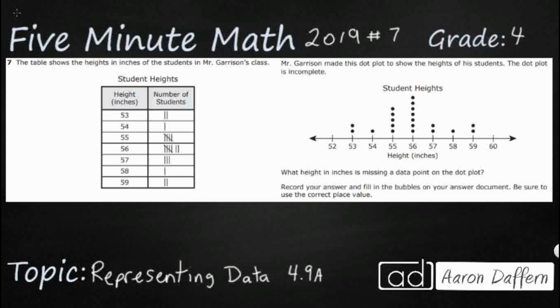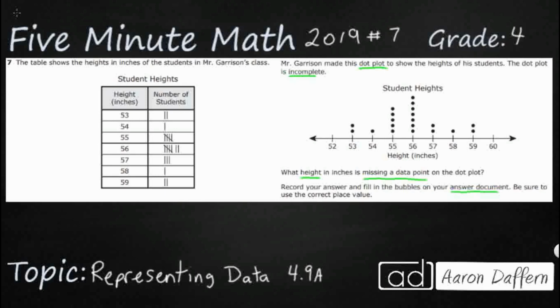So we have heights of students in Mr. Garrison's class. We've got a little table right here. The table is already in a nice, neat order from 53 all the way down to 59 inches. So Mr. Garrison is making this dot plot, and it's incomplete. We have most of our students in here, so we're looking for a height that is a missing data point. We need to match up the dot plot with our table, find the one that's missing, and that is going to go into the bubble sheet portion of our answer document.